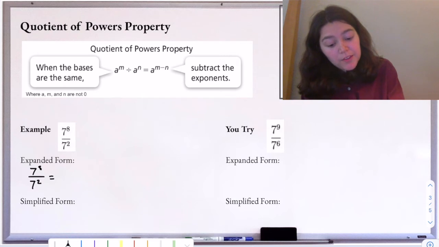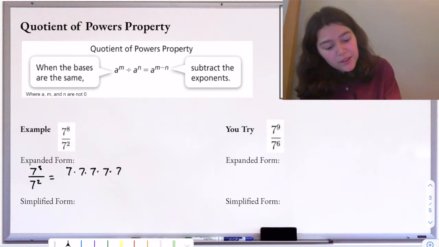So 7 to the power of 8 is 7 times 7 times 7 times 7 times 7 times 7 times 7 times 7.